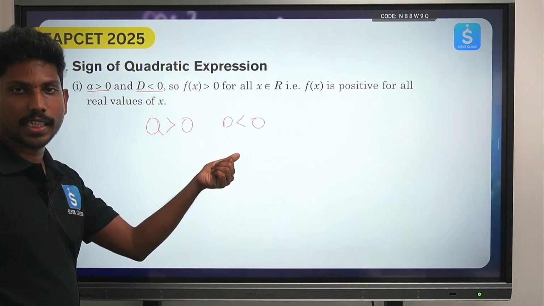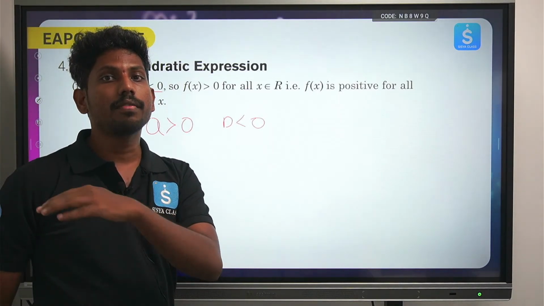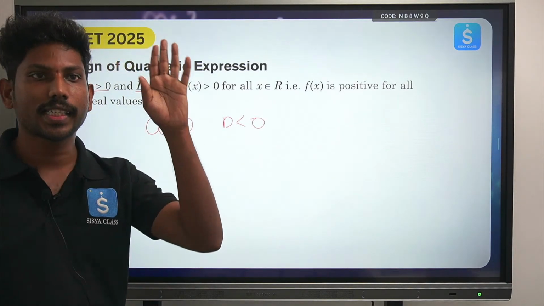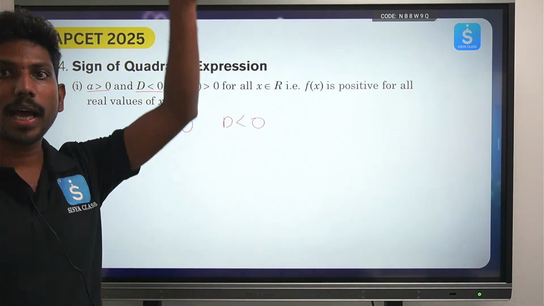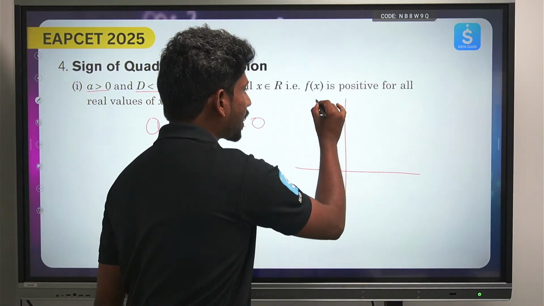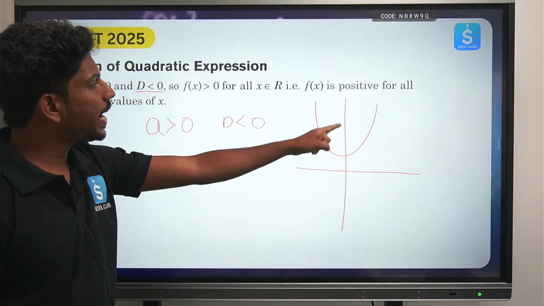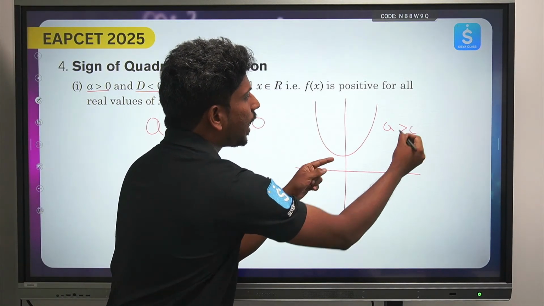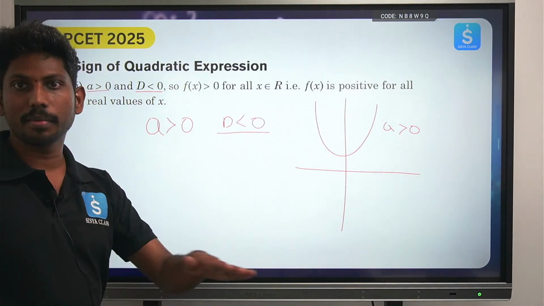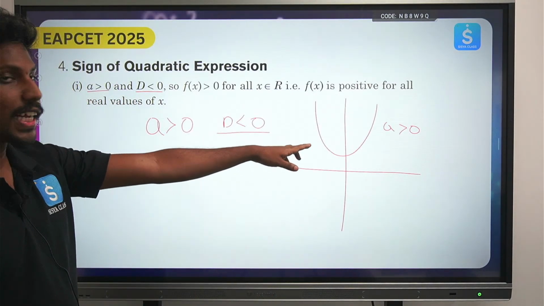What is d? Discriminant. Whenever the discriminant is less than 0, what does it mean? We don't have any real roots. That means it is not touching the x-axis, and a greater than 0 means the parabola is facing upward. Now let's see this diagrammatically. How does it actually manifest? This is a parabola where a is greater than 0, definitely, and is it touching the x-axis? No, because d is less than 0. The discriminant is less than 0, that means there are no real roots, hence we can say this is that sort of parabola.